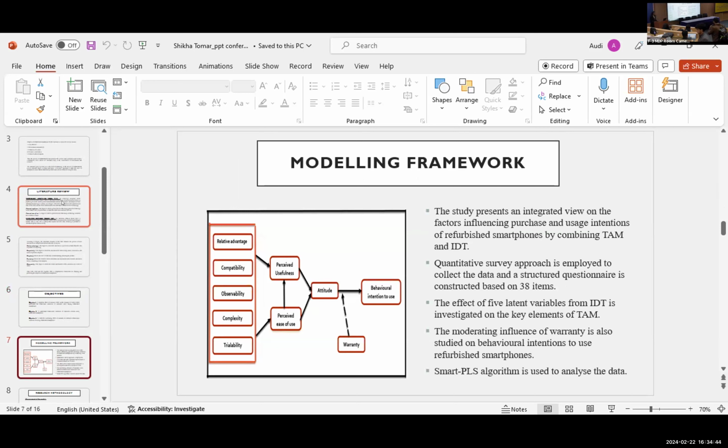Now, this is the modeling framework for this paper. So here, the combination of TAM and IDT was utilized to understand the purchase and usage intentions of refurbished smartphones by the customers. Data was collected by circulating a questionnaire which was constructed based on 38 items from literature through Google Forms. The effect of the elements of IDT on the elements of TAM was studied here in order to understand the intentions of the customers. And the collected data was then analyzed using the Smart PLS algorithm, which is partial least squares structural equation modeling.